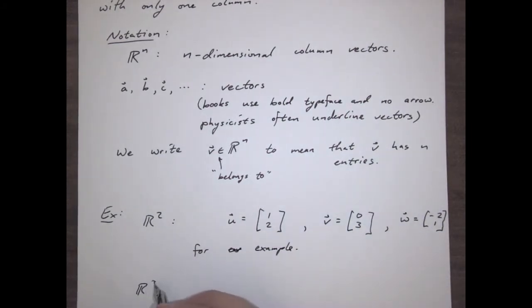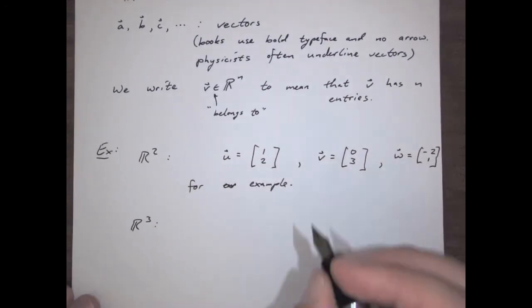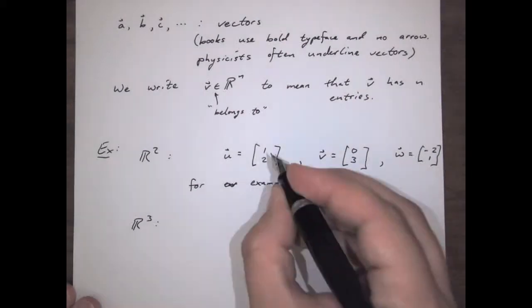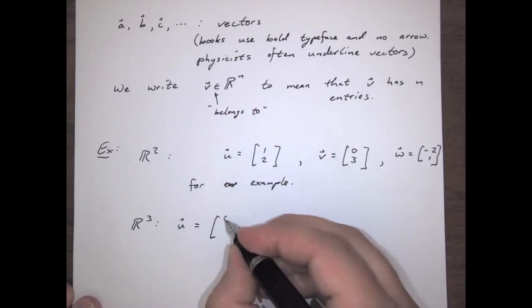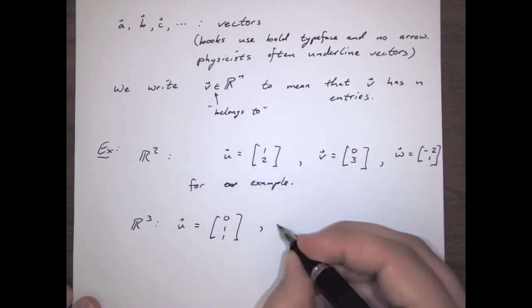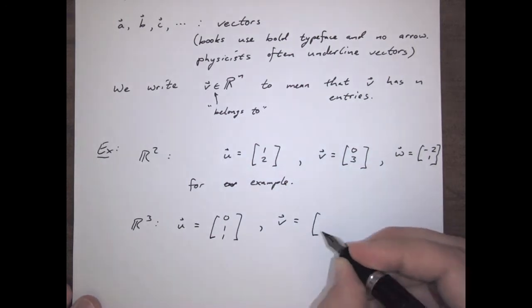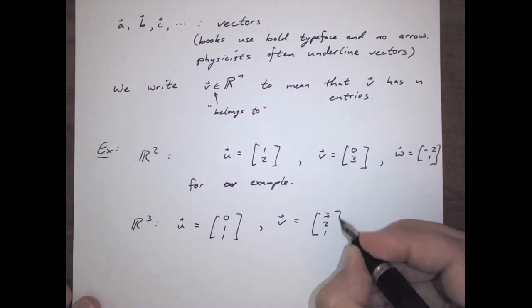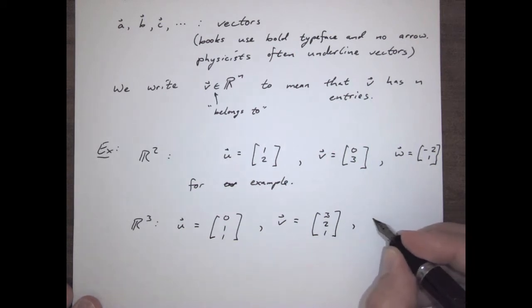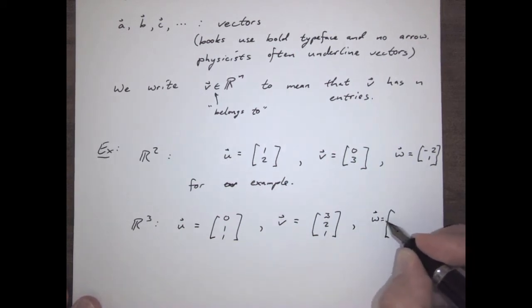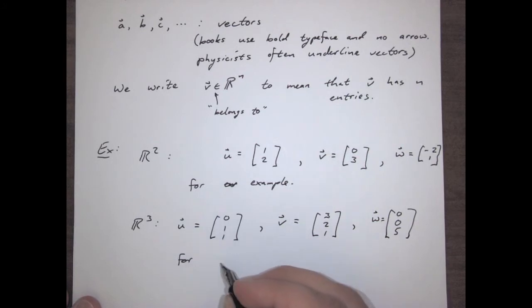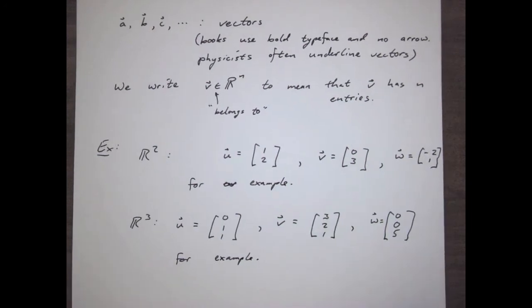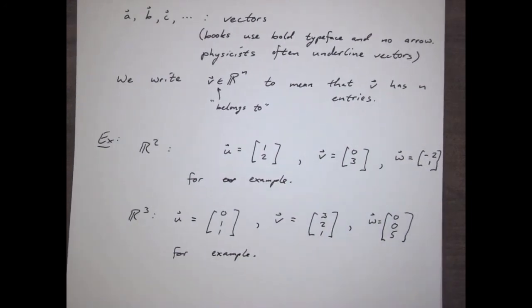And R3. R3 just is like these, except instead of having 2 rows, they have three rows. So we could have a U, which is equal to 0, 1, 1. We could have a V, which is equal to 3, 2, 1. We could have a W, which equals 0, 0, 5, for example. So these are just to show you what these things look like and how we'll be writing them.